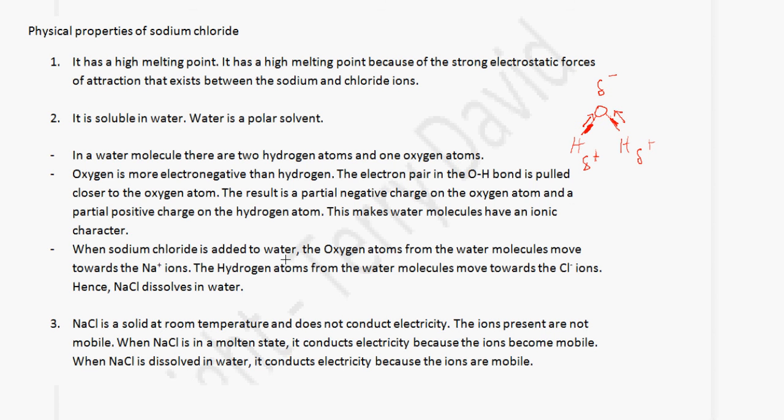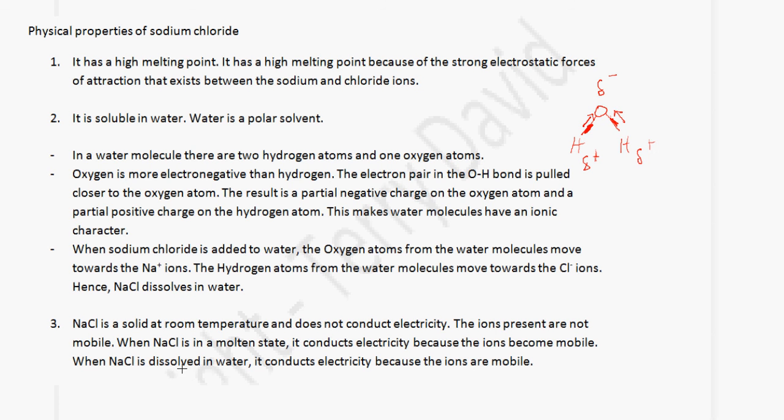So when sodium chloride is added to water, the oxygen atoms from the water molecules move towards the sodium ions. The hydrogen atoms from the water molecules move towards the chloride ions. And therefore sodium chloride dissolves in water.